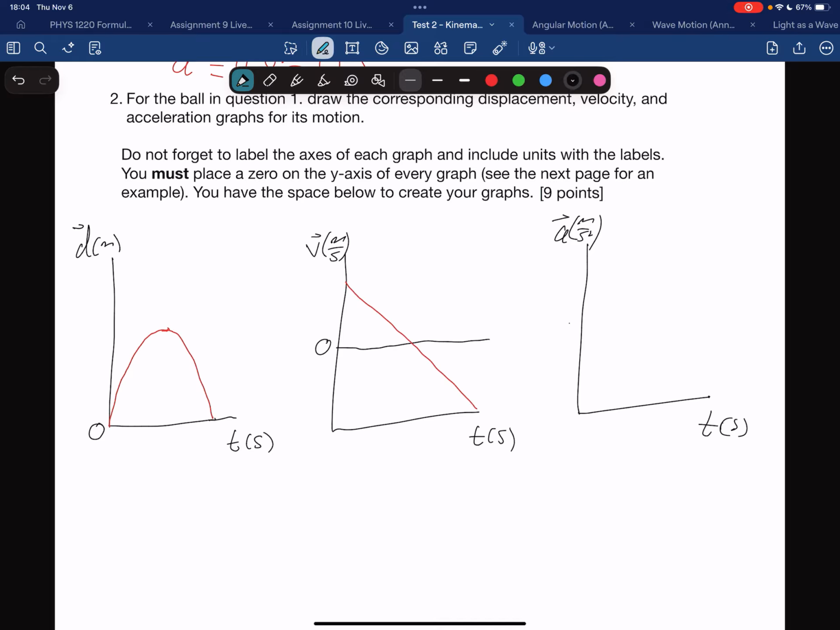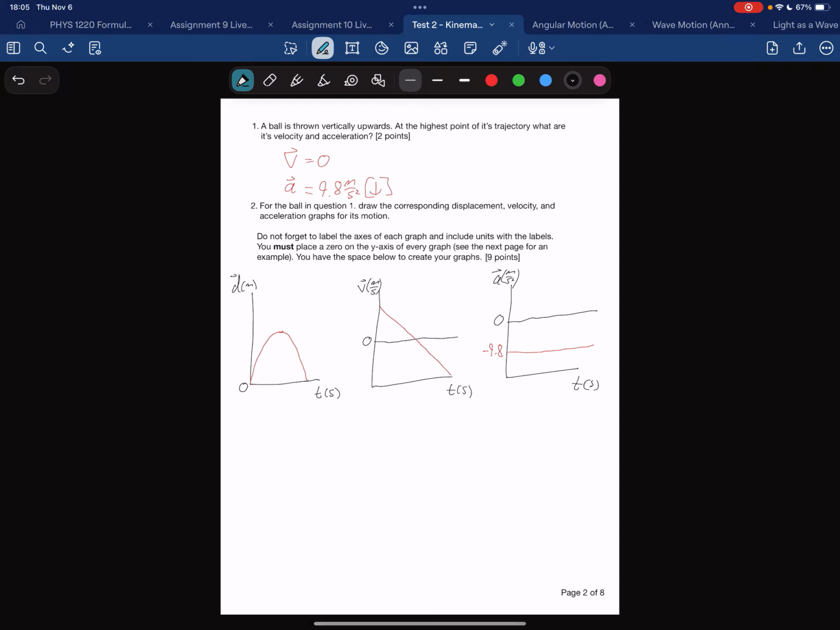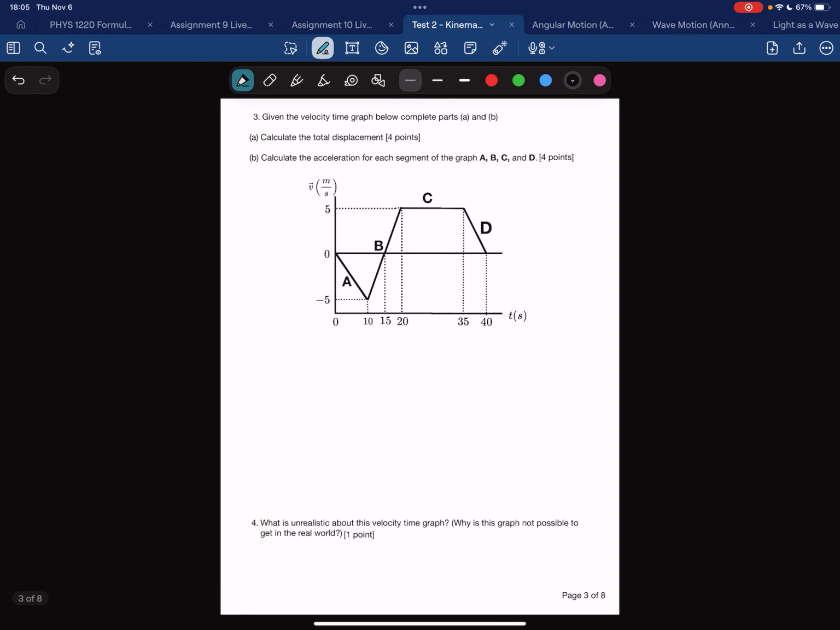And as I mentioned earlier, this is acceleration due to gravity. It is constant acceleration at negative 9.8 meters per second squared. You did not have to put the negative 9.8, but we can, so I am. And this was everything I was looking for in questions 1 and 2. Fairly straightforward, I hope. Question 3.